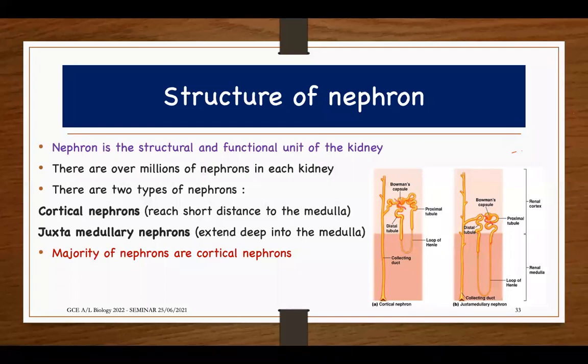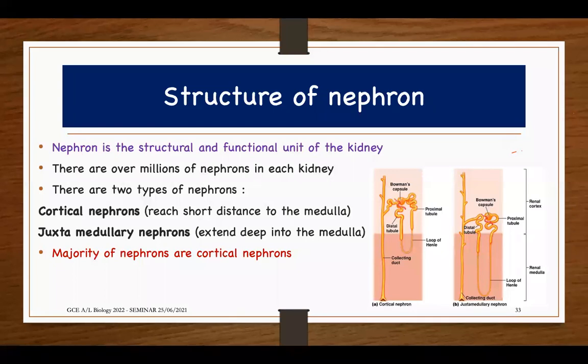Functional unit is the reflex arc. I hope you remember the reflex arc. If you touch a hot object, you quickly take your hand off. That reflex arc and the neuron are the functional and structural units respectively. But in the kidney, both the structural and functional unit is the nephron. That is what I wanted you all to know. In the brain, the structural unit is the neuron, the functional unit is different, it's the reflex arc. But in the kidney, both structural and functional units are the nephron.